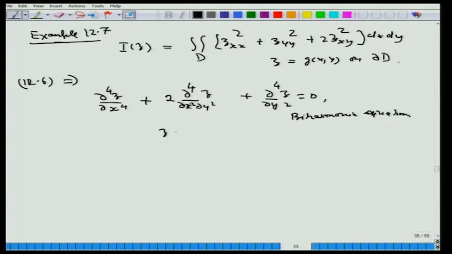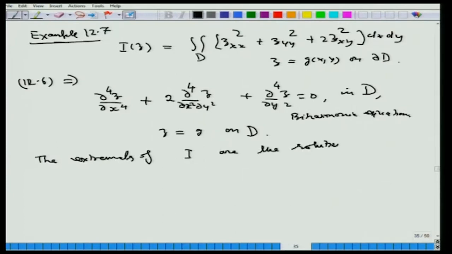And here z equal to g is to be satisfied on the boundary. So, the extremals of I are the solutions of this, which is 12.8, the biharmonic equation.